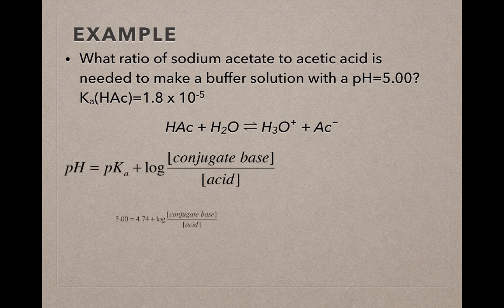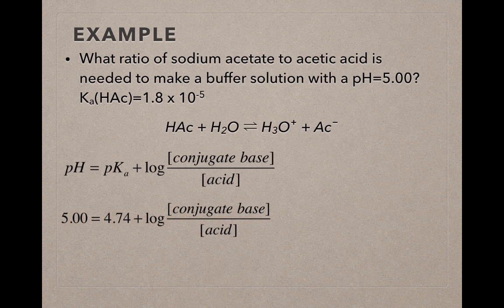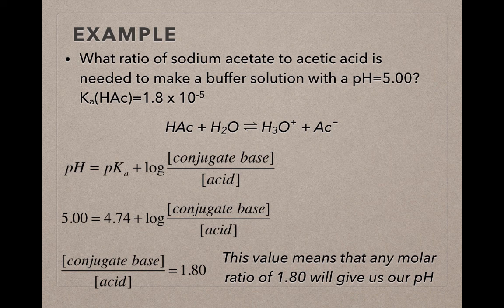So let's see what we know. We know we want the pH to be 5.0. We take the pKa, the P of the Ka, and we get a value of 4.74. What we don't know is the concentration of conjugate base and acid. Or more specifically, what we really want is the ratio of base to acid that we need, because that's all we need. And when we solve for that ratio of conjugate base to the acid, what we get is a value of 1.8. This means that any molar ratio of 1.8 will give us a pH of 5.0.